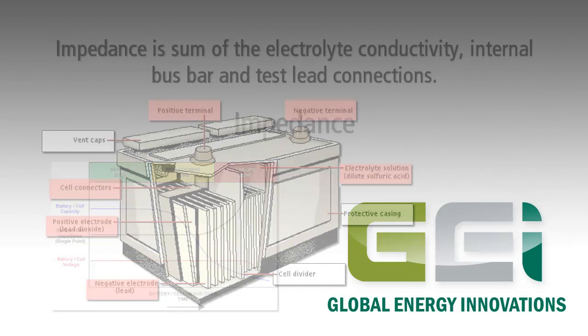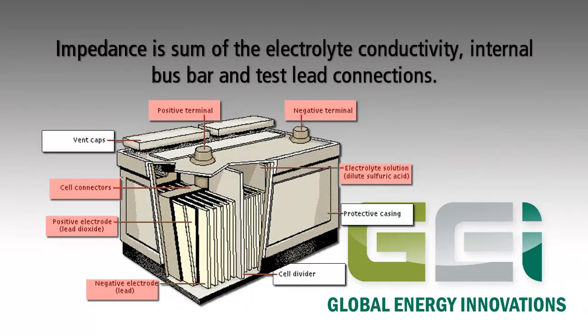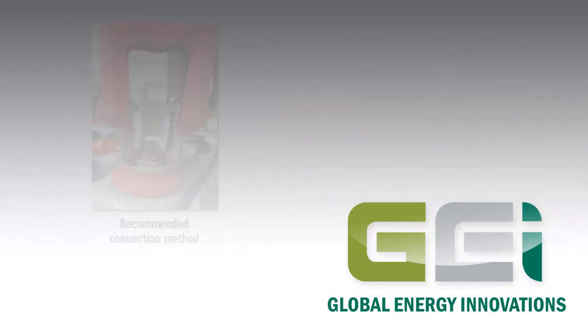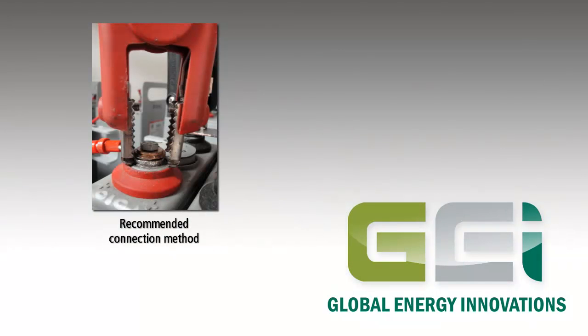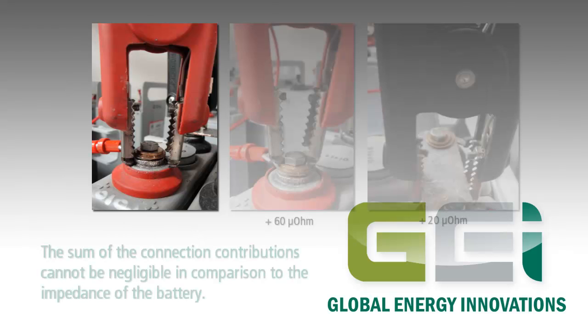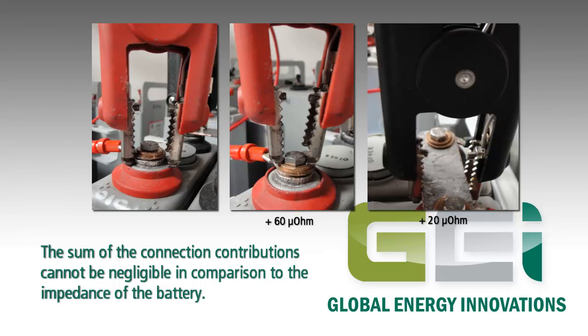It includes the integrity of the bus bar inside the battery, the conductivity of the battery electrolyte, as well as the analyzer connection. For this reason, it is important to always connect to the battery in a repeatable fashion. Global Energy Innovations recommends connecting on the battery terminals. Impedance readings from connections made onto bolts or straps attached to the battery terminals will include contributions from the bolt and strap. It may not be reproducible over time, leading to a misdiagnosis of the battery's health.